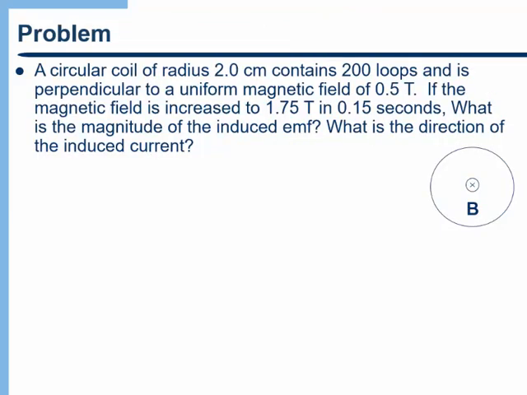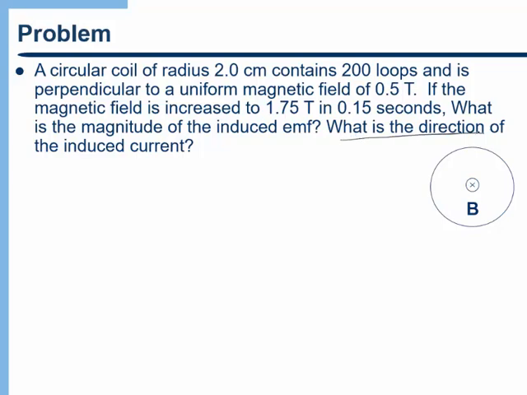Let's look at a problem similar to the kind of problem that I would expect you to be able to do for the final. Here we have a circular coil of radius 2 centimeters, contains 200 loops, and it's perpendicular to a uniform magnetic field of 0.5 teslas. We're then told that the magnetic field increases to 1.75 teslas in 0.15 seconds, and we want to know the magnitude of the induced EMF. And we also want to know the direction of the induced current.